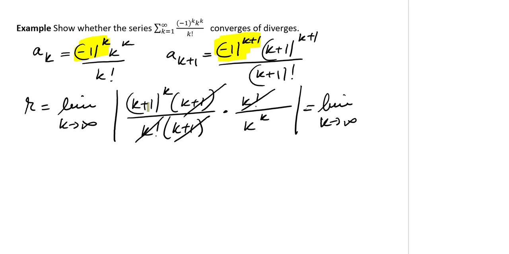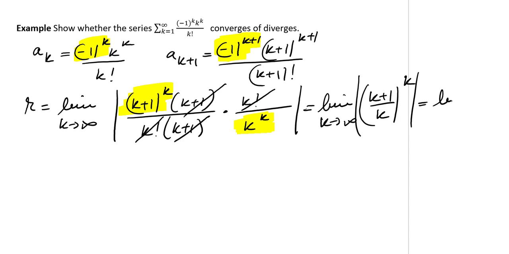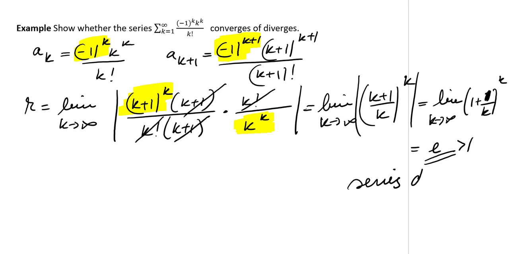And k plus 1 to the k over k to the k, we treat a little bit differently than if it was just k plus 1 to the second, for example. So I'm going to put k plus 1 over k, everything to the k, in absolute value, which was an example that we did before. It was 1 plus 1 over k to the k, and this is equal to e. So this is e, which is greater than 1, so the series again diverges. Most of our problems diverge.